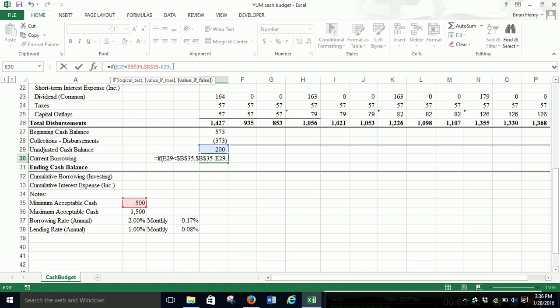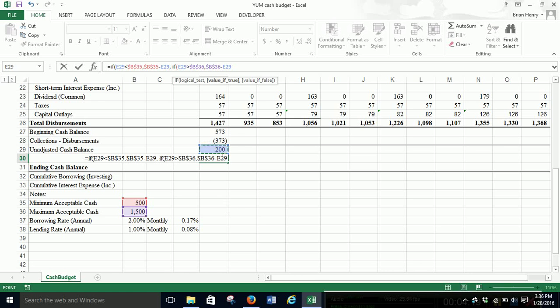And then it says value if false, and we have to write another if. If our value here is above our maximum, so now we have too much cash on hand. We don't want to have that much cash on hand. What do I do? Well, again, positive is going to be borrowing, negative investing. So I want to invest any excess. So if this is greater than 1,500, I can take the 1,500 and subtract what's here.